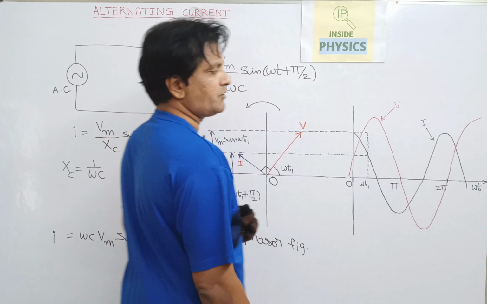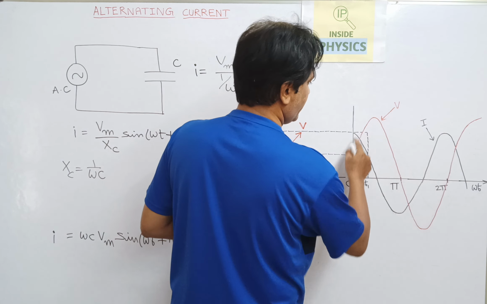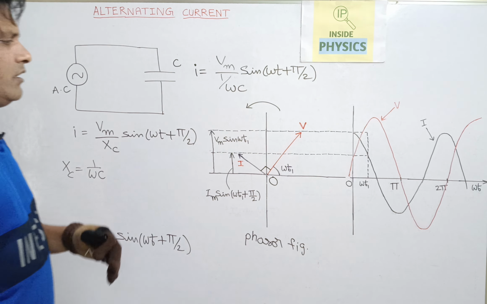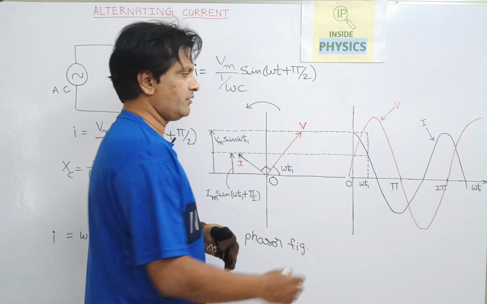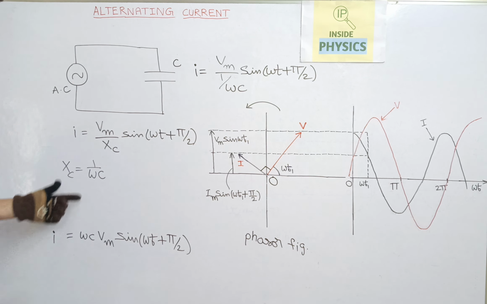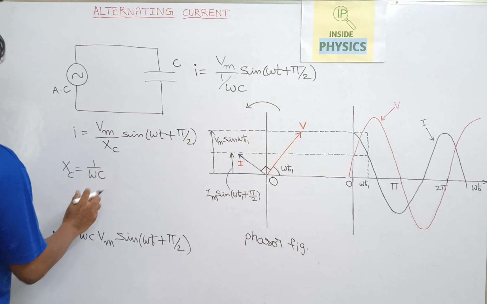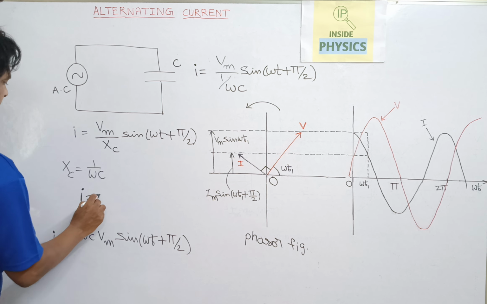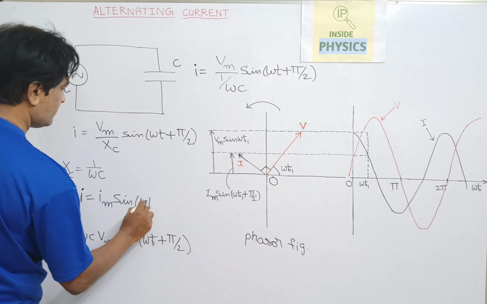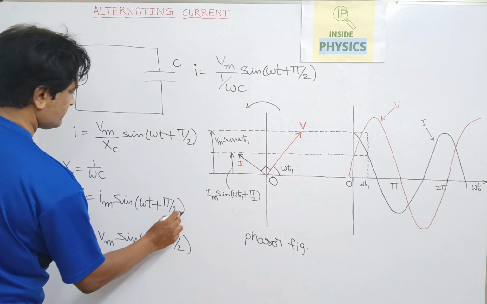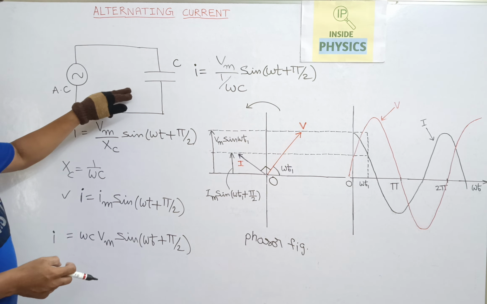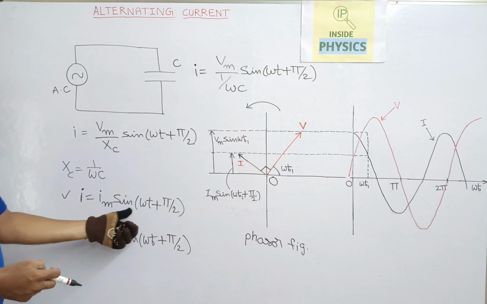This is the full cycle. If you consider from the origin to 2 pi, you can take this as one cycle. We all know the average current or voltage in one full cycle is equal to 0. We already proved it. So we can write the current as I equals Im sin(omega t plus pi by 2), which is the instantaneous current passing through this circuit at a particular instant of time t.